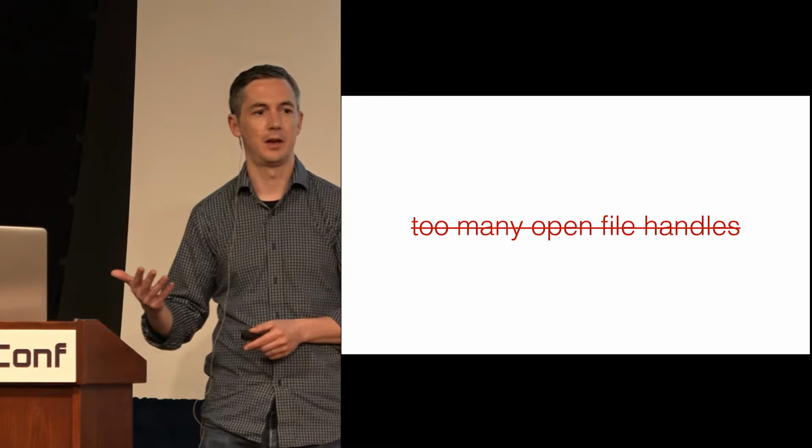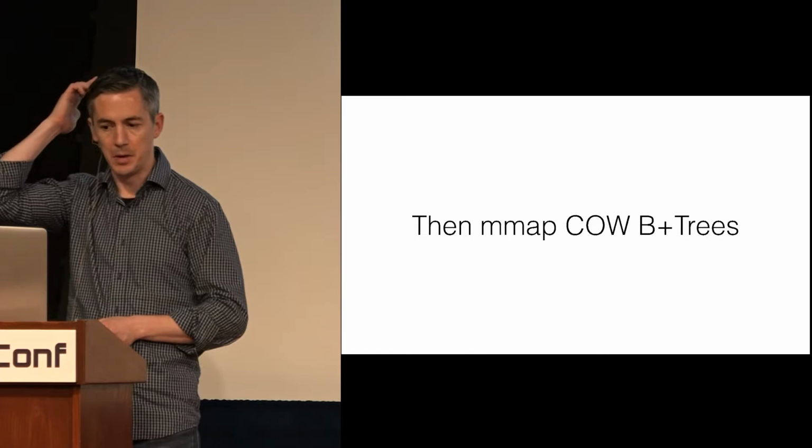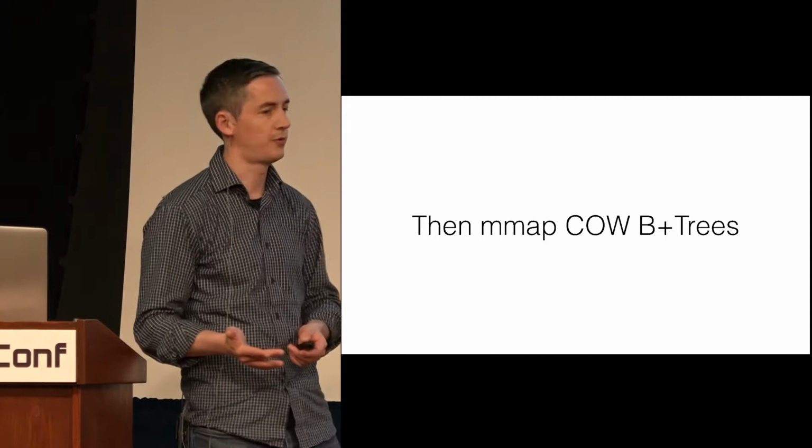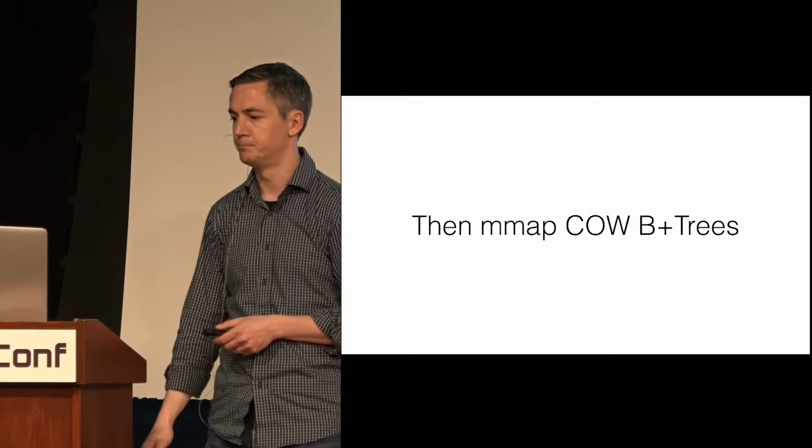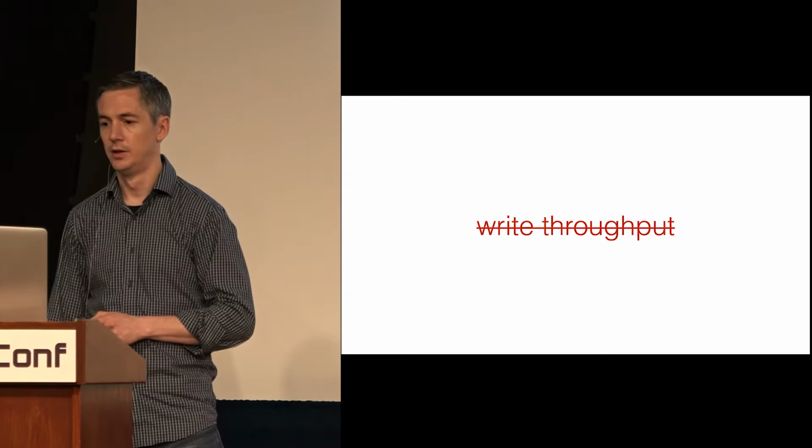So we also tried memory mapped copy-on-write B+ trees. Right? LMDB is this, the first version of MongoDB was this. There is a library in Go called BoltDB, which is the one we used. It was heavily inspired by LMDB. Copy-on-write B+ trees are pretty cool. They're good. But the write throughput really sucks on them. They're not optimized for write-heavy workloads.